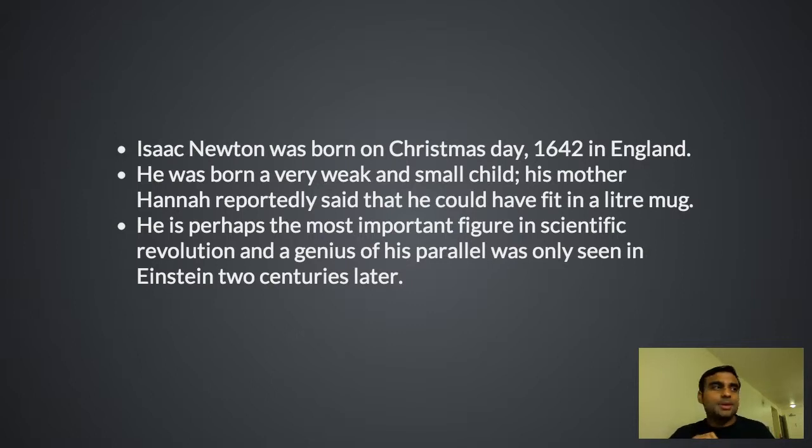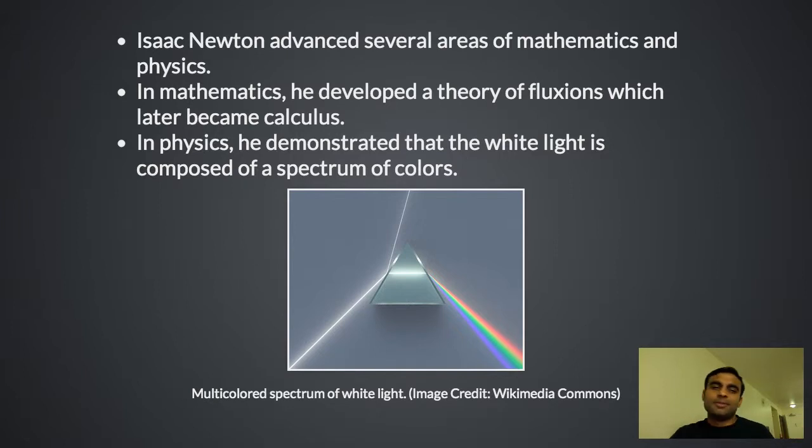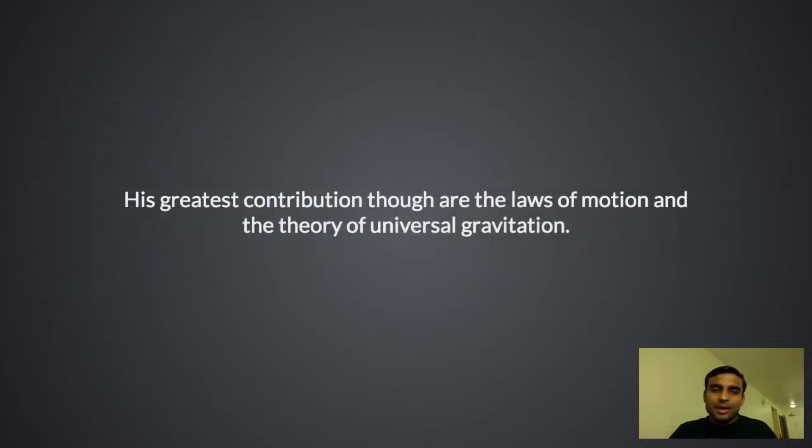But he is perhaps the most prolific scientist of his time, and the genius of his parallel was not seen until Einstein 2 centuries later. He advanced various areas of mathematics and physics. He developed something called the method of fluxions, which later became calculus. In physics, he demonstrated that white light, the light from the sun, is composed of a spectrum of colors, and consider how beautiful that is, that you can explain why we see rainbows in the sky. However, his greatest contribution, I would argue, is the laws of motion and the theory of gravitation.